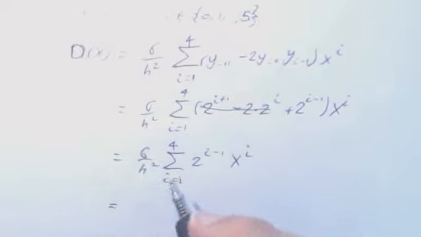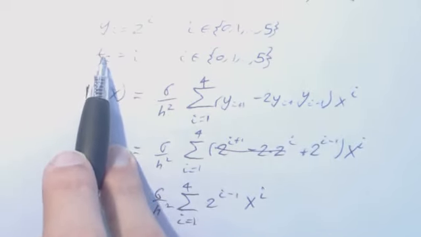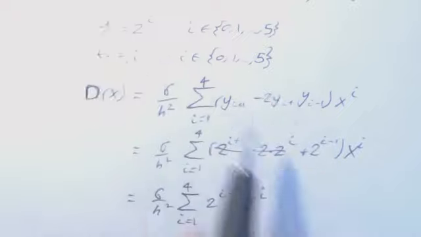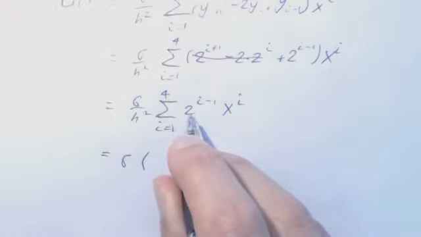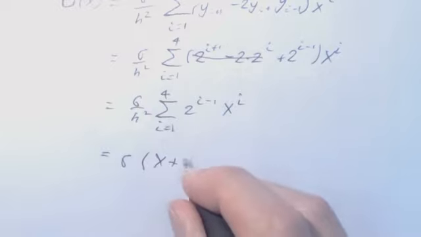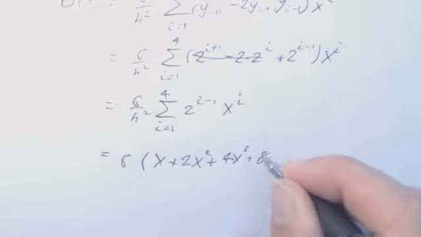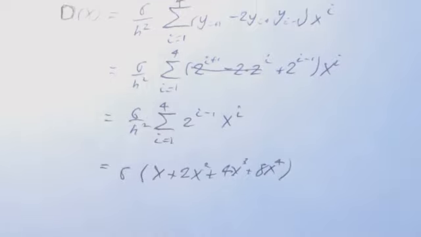so h was 1 because we're taking our ti's to be going from 0 to 5, so this is just 6 times the sum, i goes from 1 to 4, so the first value is 2 to the 0, so we'll have x plus 2x squared plus 4x cubed plus 8x to the 4. That's our d x.